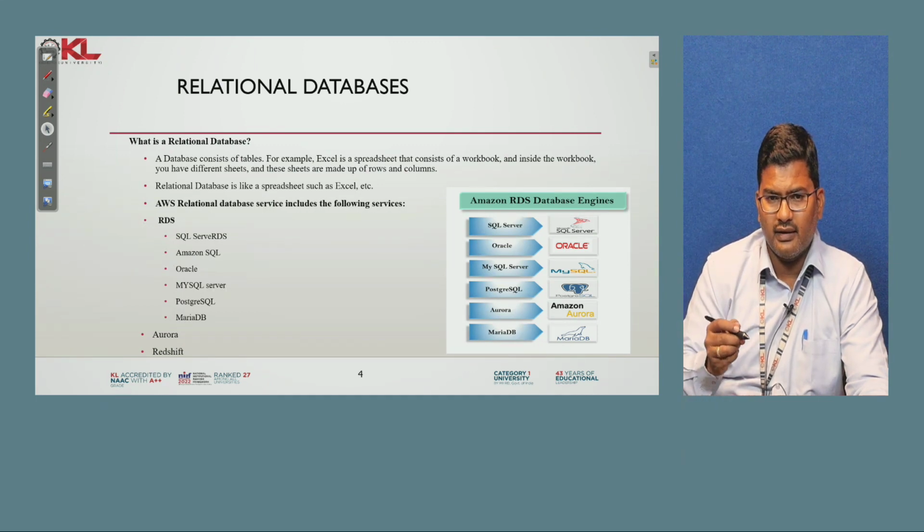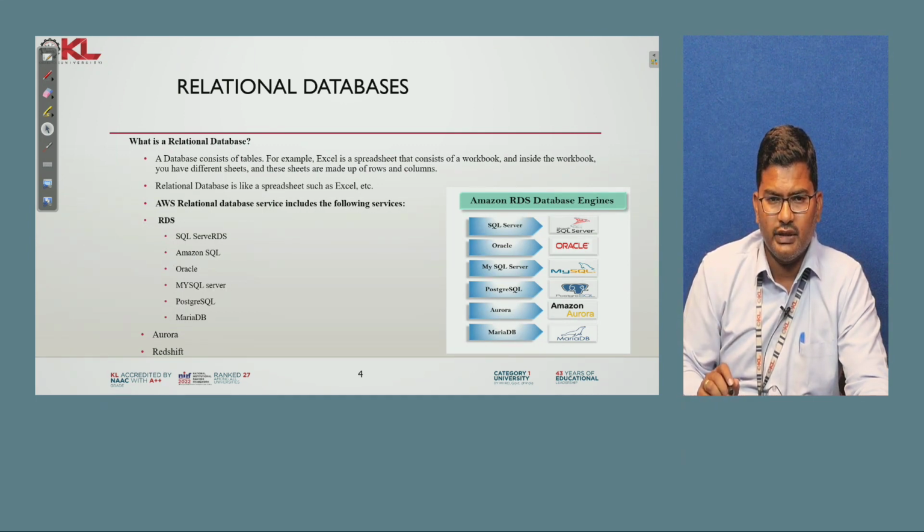For example, a spreadsheet, which we usually follow to store our information in the form of Excel, is the best suitable example of a relational database. This is also a table, and consists of different worksheets and combinations of rows and columns. Now let us see how Amazon Web Services offers different types of database services in the form of a relational database.